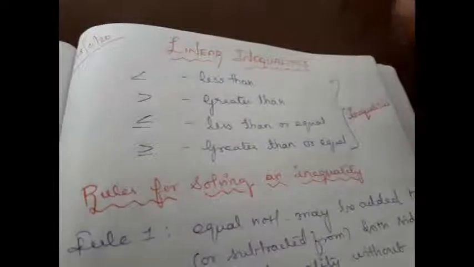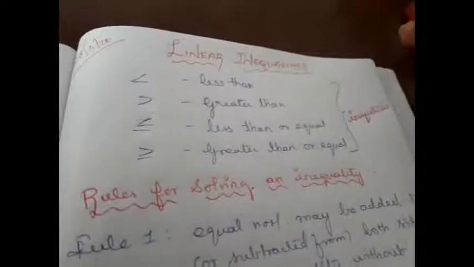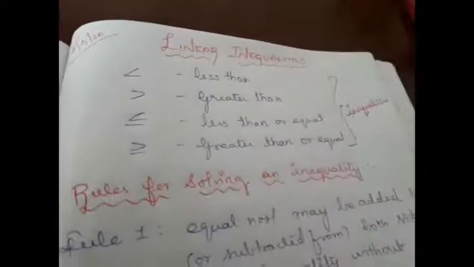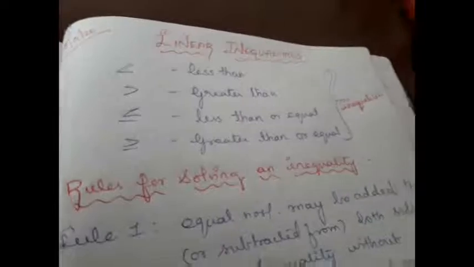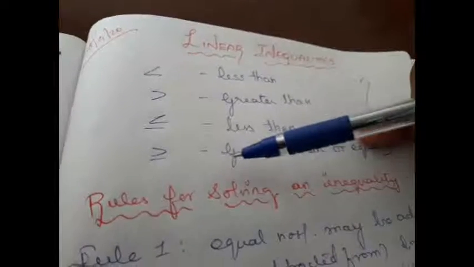But so far, till class 9, we have learnt about equations. Then what is this inequation or inequality? Equation means what? We will have the symbol equal to, right? Inequality means we will have any one of these in the statement: less than, greater than, less than or equal to, greater than or equal to.